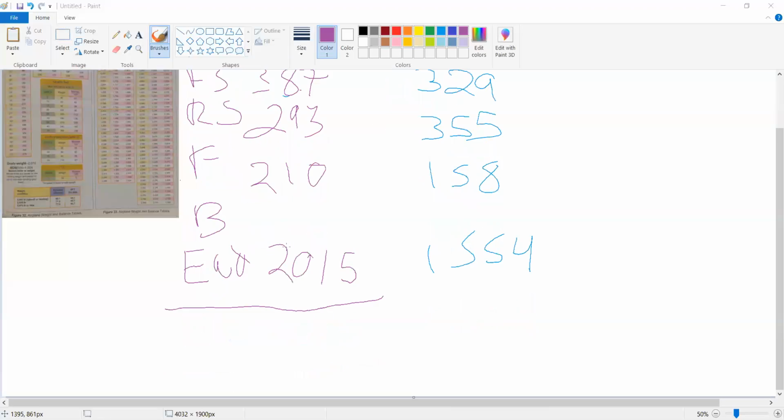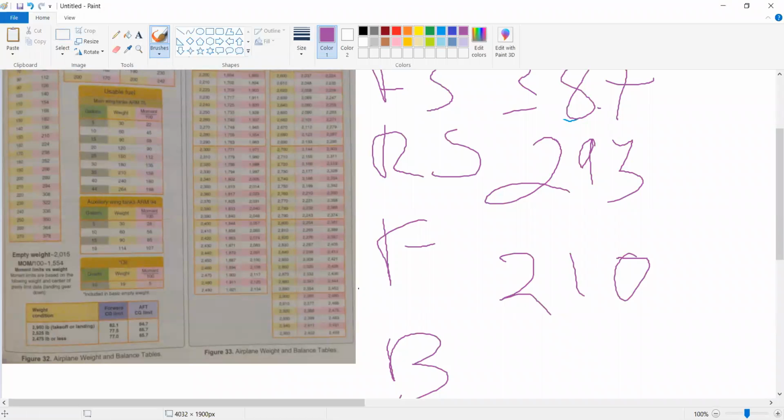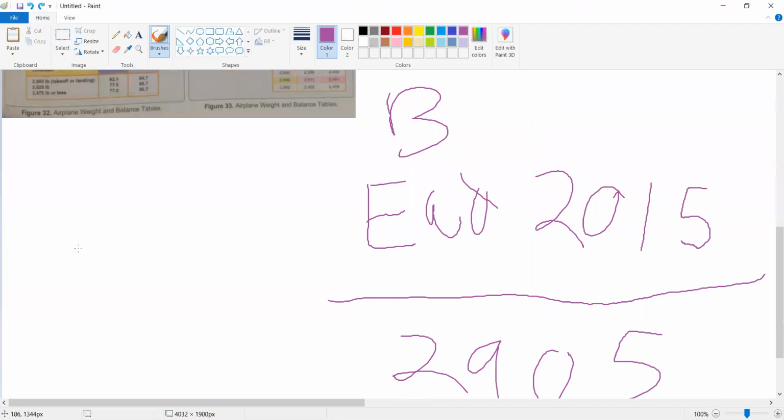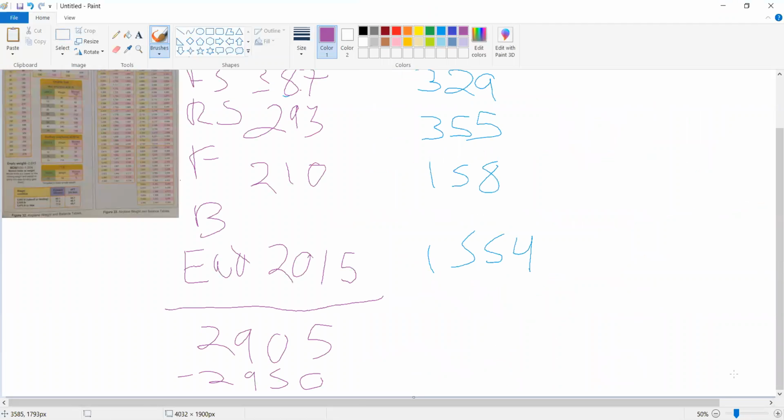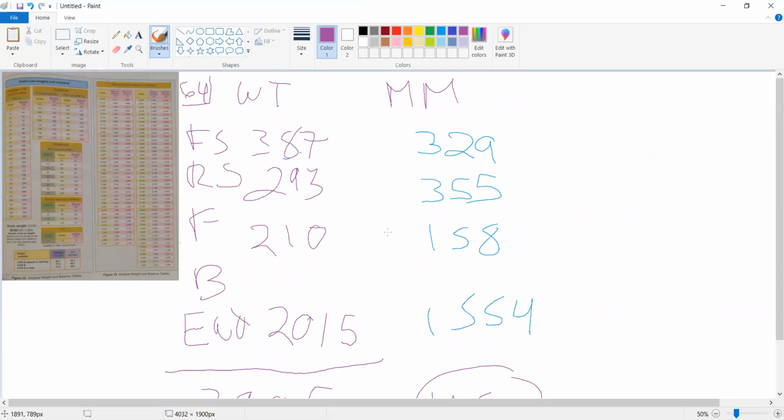So we have to find the baggage. Well, after we add everything together, we get 2,905. But the max weight we can carry is 2,950. Just if you're doubting, it says that here, and it says that here. So all we have to do is subtract that number from that. So if we subtract 2,950 from this, and take the absolute value of it, we get 45. So that is the answer A. This will equal 45. All right, so that takes care of that.